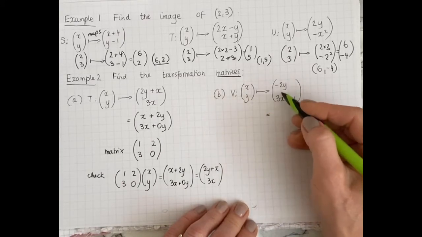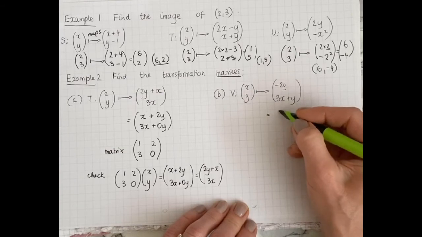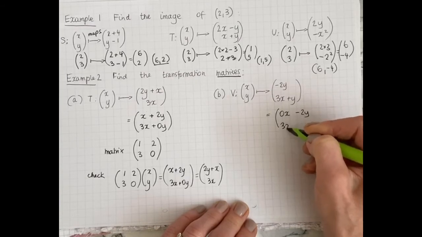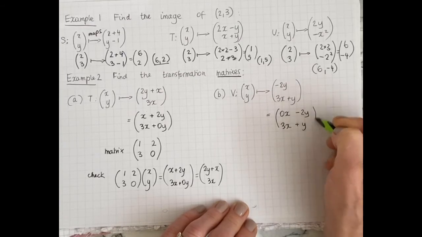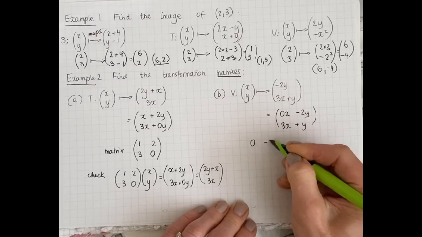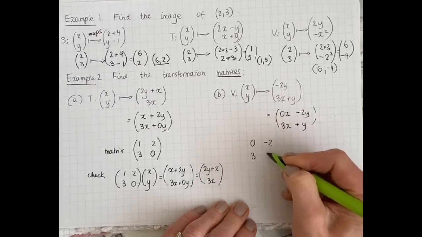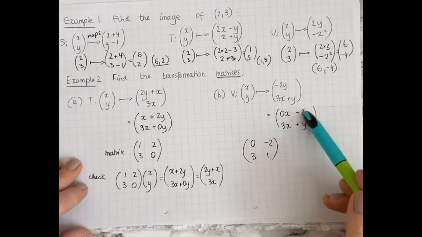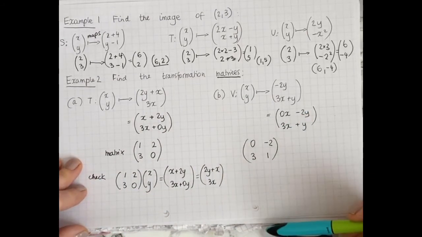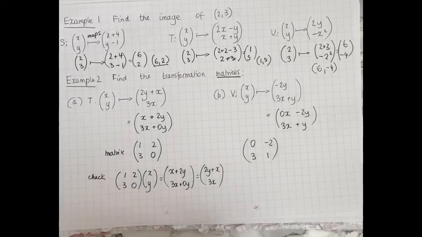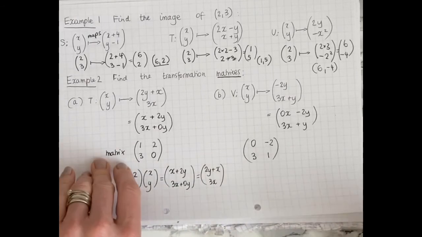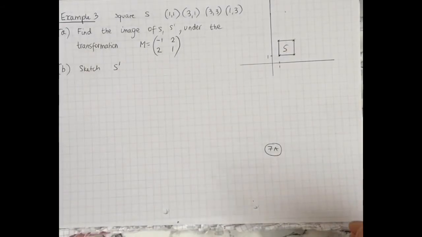xy is mapped to minus 2y, 3x plus y. So if you put them in order, you will have no x's, so 0x minus 2y, 3x plus 1y. So the matrix I'll get is 0, minus 2, 3, and 1. Okay, so you had a linear combination of x and y, so this represents a linear transformation. You can obviously check the same way we've checked the first example.